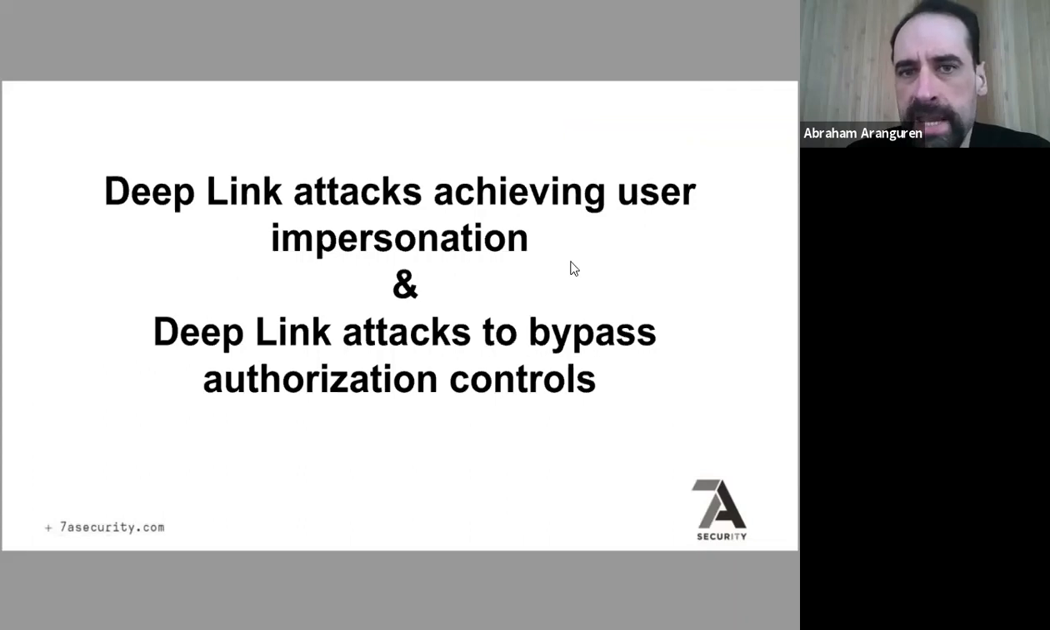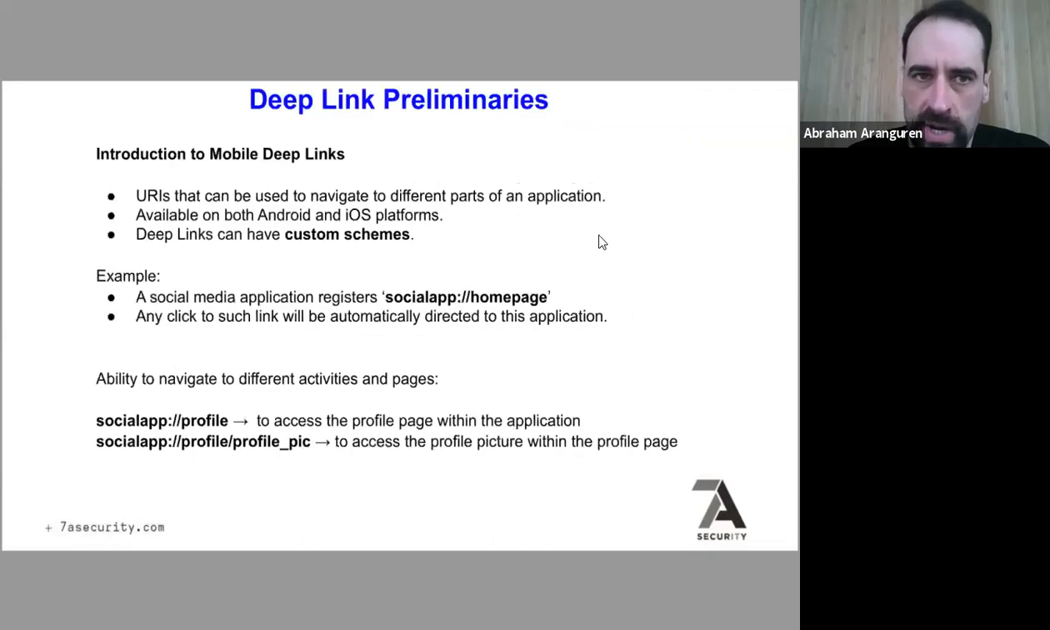So we're going to see deep link attacks achieving user impersonation and deep link attacks to bypass authorization controls, right? So let's first talk about what deep links are, right? Deep links are URIs that can be used to navigate different parts of an application. They can be available on both Android and iOS. And deep links can have custom schemes, right? So for example, you can have socialapp://homepage, socialapp://profile, profile picture, stuff like this, right?